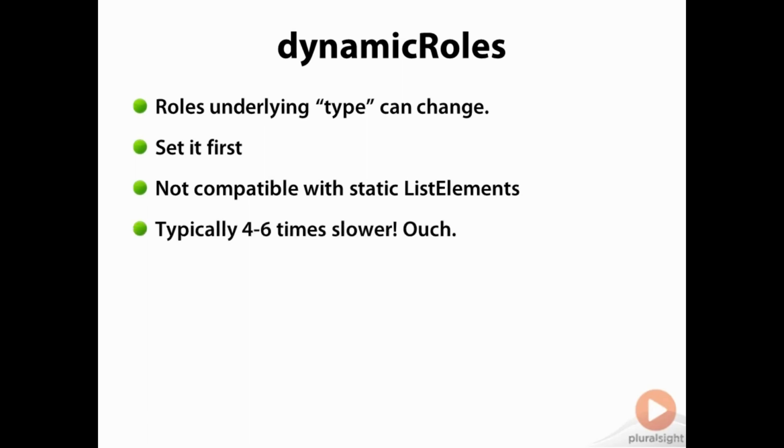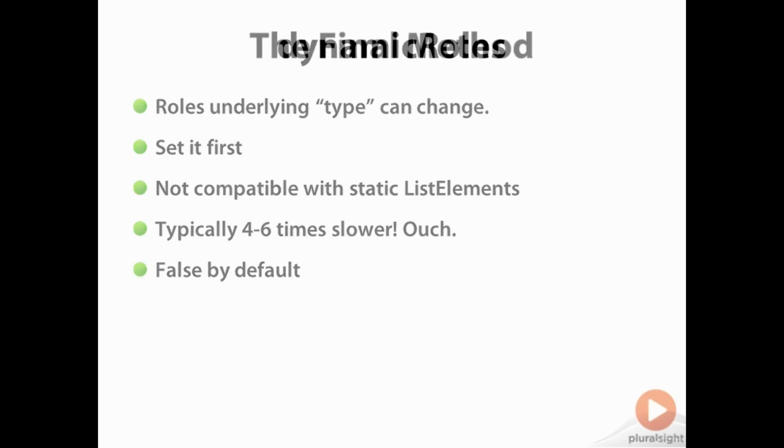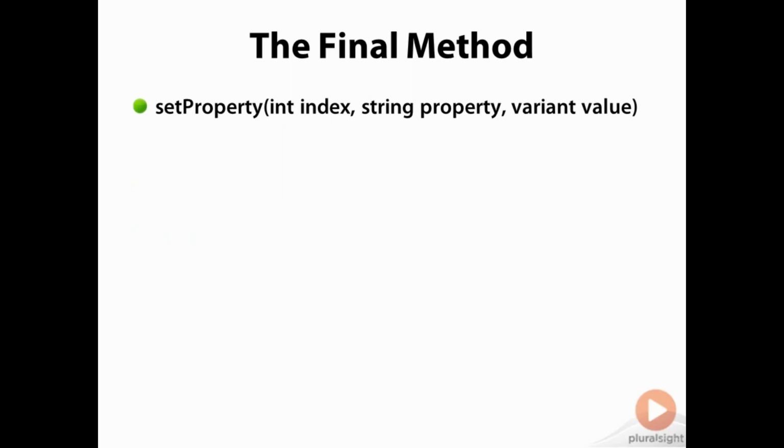Third, dynamic roles is not performant. It's up to 6 times slower depending on your platform. That is why dynamic roles are false by default. And that just leaves the set property method. This method takes 3 parameters: the index of the list element in the list model you want to change, the name of the role whose value you want to change, and finally the new value for that role.